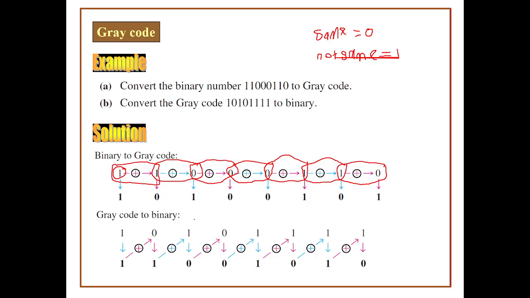Now number 2, convert gray code to binary code. So I take the gray code here, 1 0 1 0 1 1 1 1. Okay, so now gray code 1 0 1 0 1 1 1 1 to binary. So 1, you put down, and then this 1 you compare with 0.